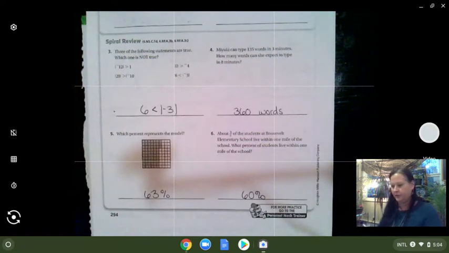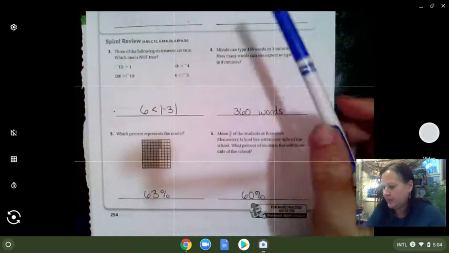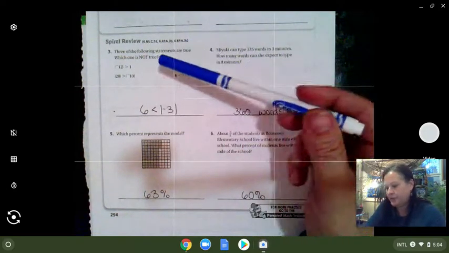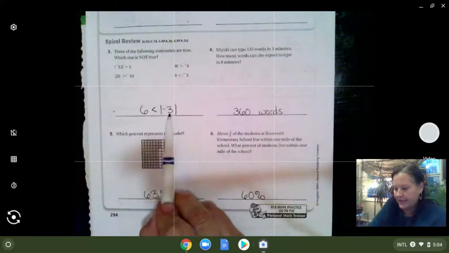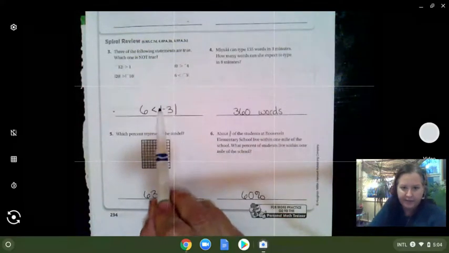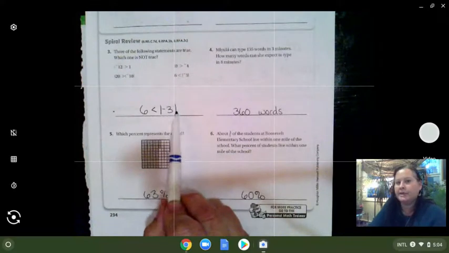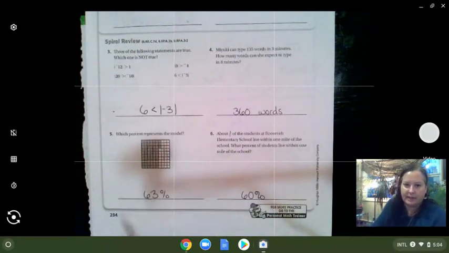Okay, so the first one, it says 3 of the following statements are true. Which one is not true? This one says that 6 is less than the absolute value of 3. The absolute value of 3 is 3, and 3 is less than 6. So this one is not correct.